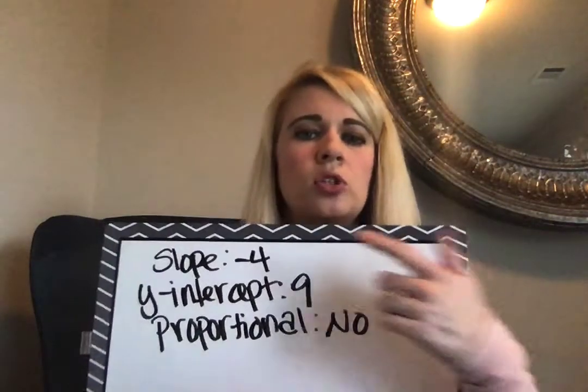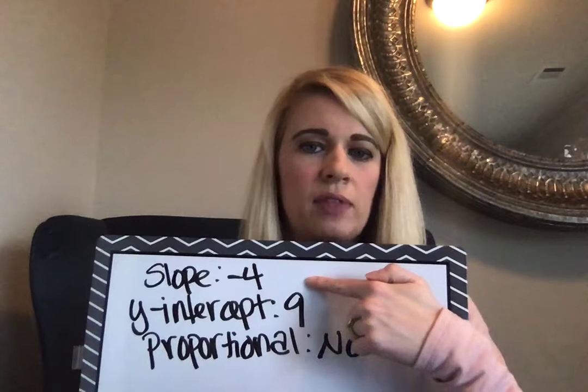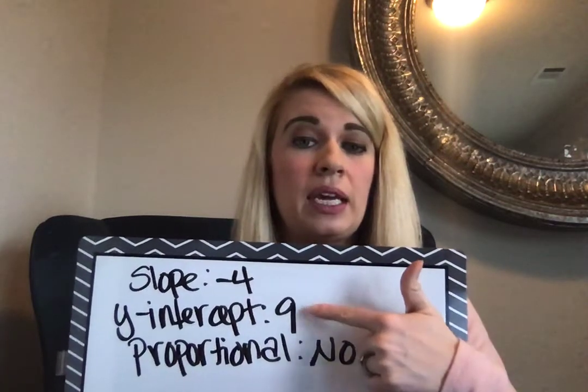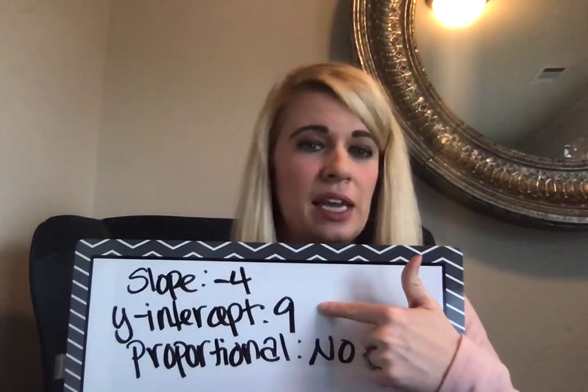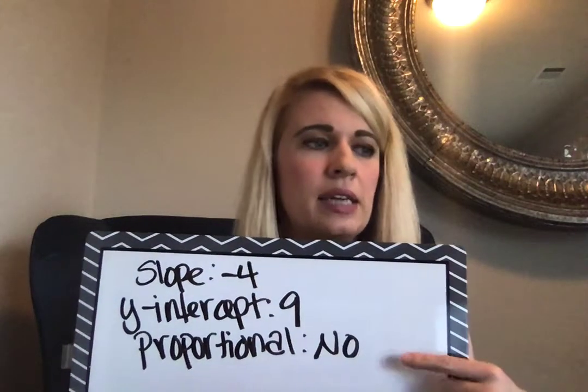Is it proportional? No, it's not proportional. If it is written in this equation, it is not proportional. So you would write no. I'm going to hold it up. Slope is -4, it's in front of the x. Your b, which is your y-intercept, is 9. And then it is not proportional.